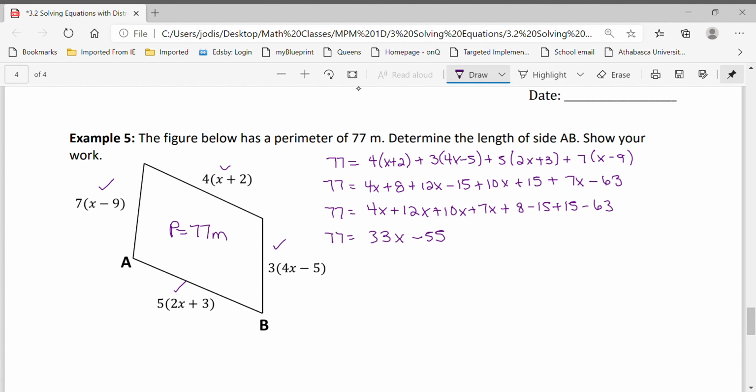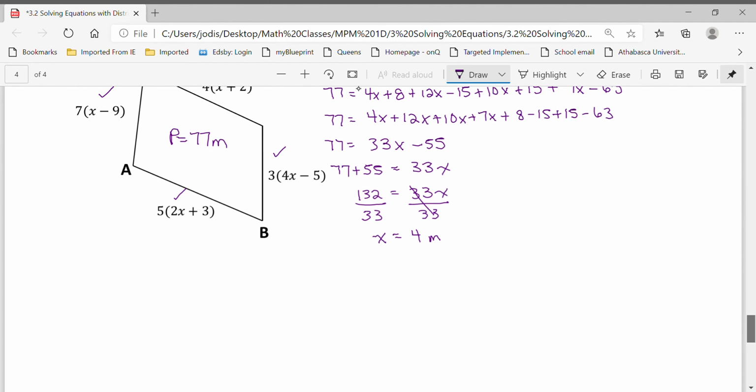Okay, so now let's do my opposite operations. So I've got 77. Here I had minus 55. Now I'm going to need to add 55. And then I've still got this 33x. So 77 plus 55 is 132. And then we've got this 33x. So we need to divide both sides by the 33. So x equals 4. And this would be meters, because it said meters up here.